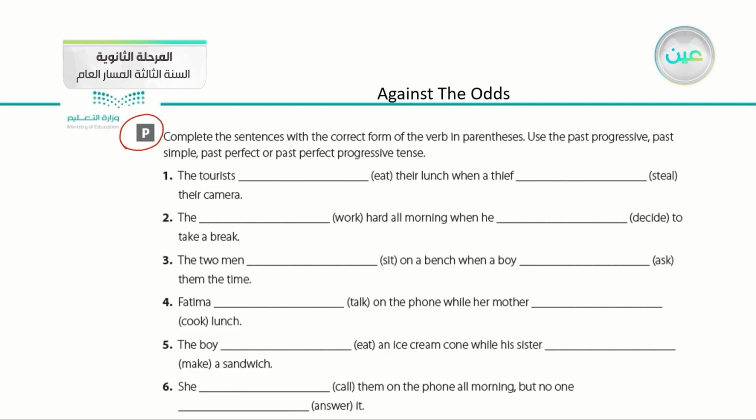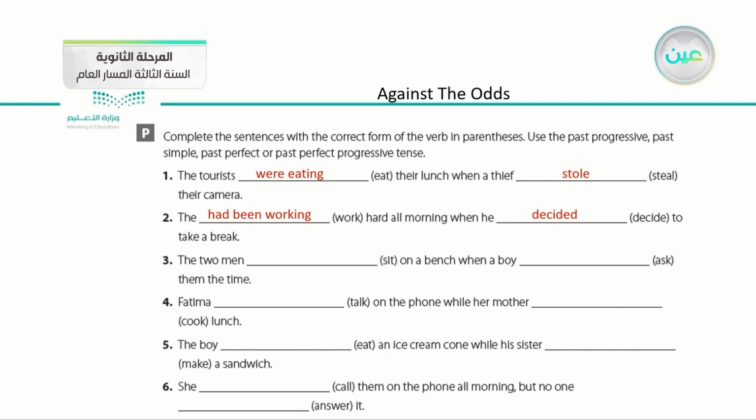Number 1, the tourists eat their lunch when a thief steals their camera. So we have here 2 actions happening at the same time. The answer is, the tourists were eating their lunch when a thief stole their camera. Number 2, they work hard all morning when he decided to take a break. He had been working all day. He had been working hard all morning when he decided to take a break.